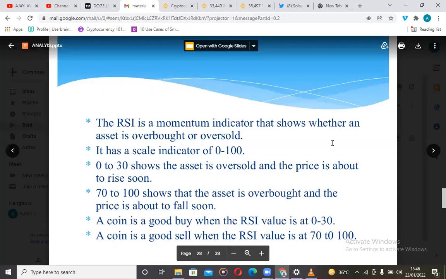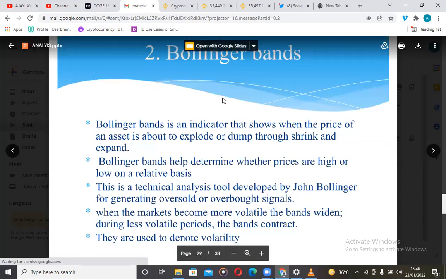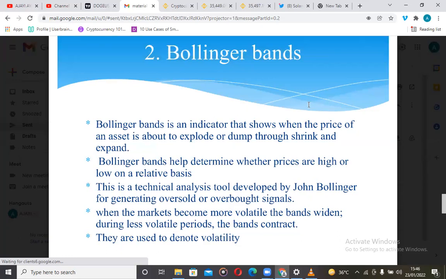Let's continue. So to the next one, Bollinger Bands. These are an indicator that shows when the price of an asset is about to expand or shrink. Bollinger Bands help us to determine whether prices are high or low on a relative basis.